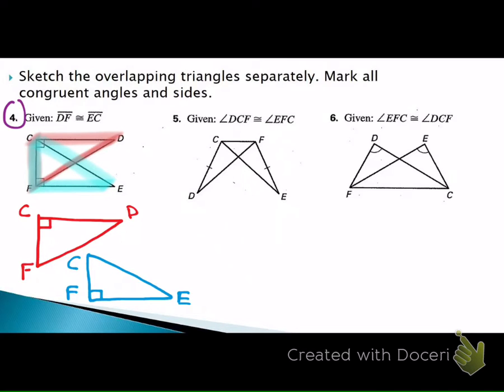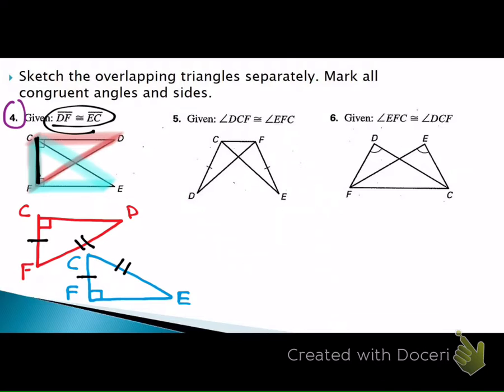Now, it says to label the parts that we know are congruent. So I know that CF and FC would be congruent, right? So I can mark those, since they were the same segment up here. And then it also gives me this information that DF and EC are congruent. So mark those as well.